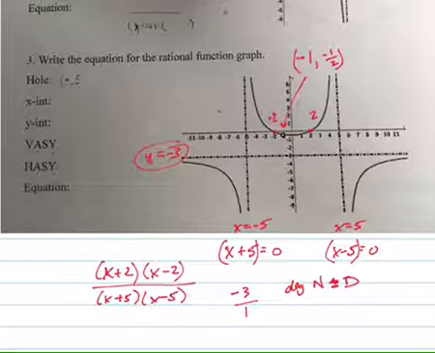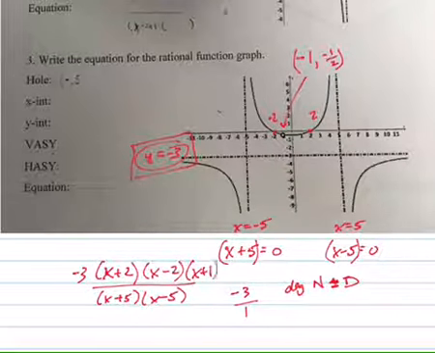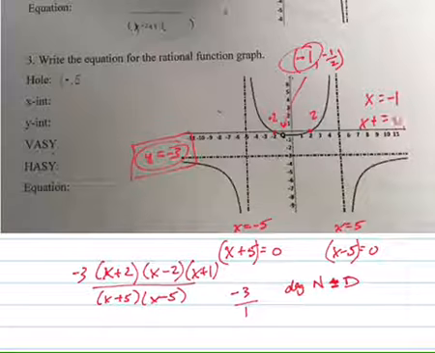The ratio of leading coefficients has to be -3/1, so let's just hope that it's just a -3 in the front. And since I have a hole, what does that mean? That means that there's a factor of x plus 1 because it's at -1. So x equals -1 means that x plus 1 equals 0. But it has to be on the top and the bottom for that to work out like that.